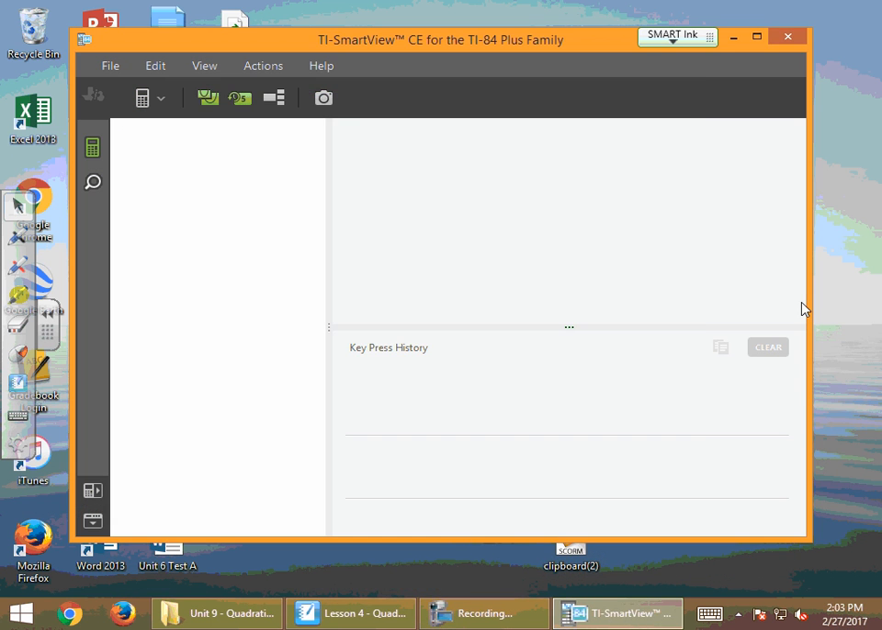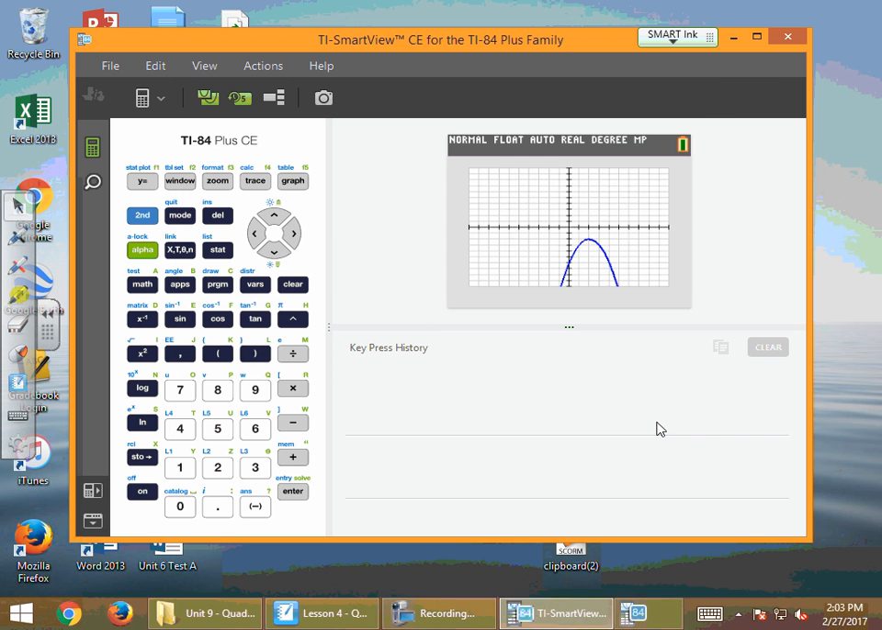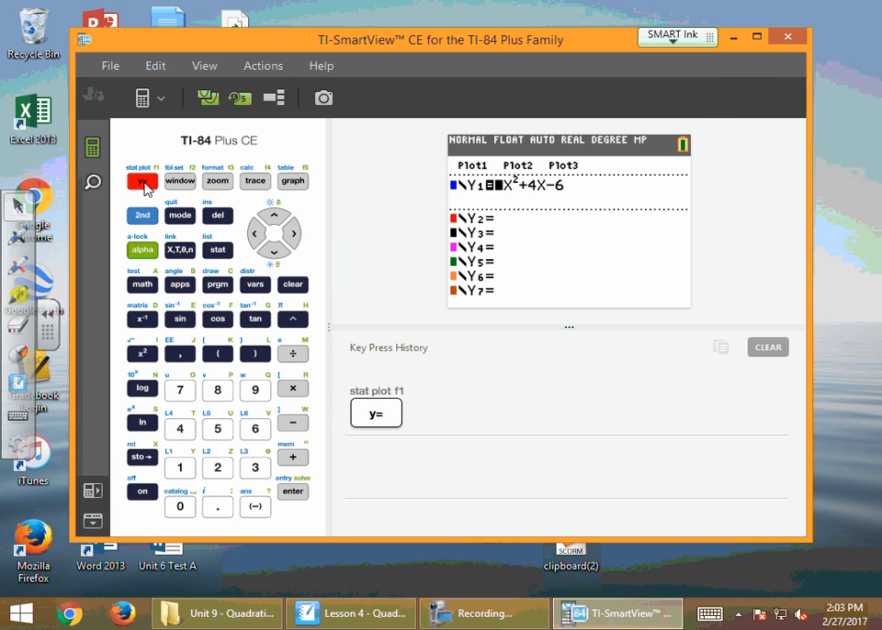Why is this a little different than the others? So go ahead, go to y equals, plug in negative x squared plus 4x minus 6. And then graph it. You might be noticing something about that graph.